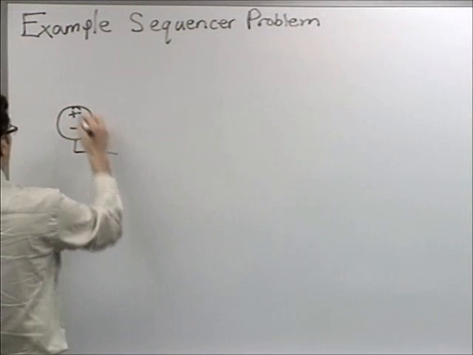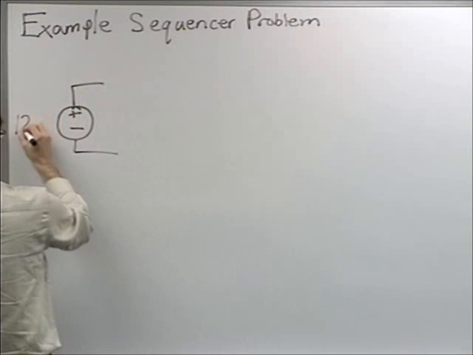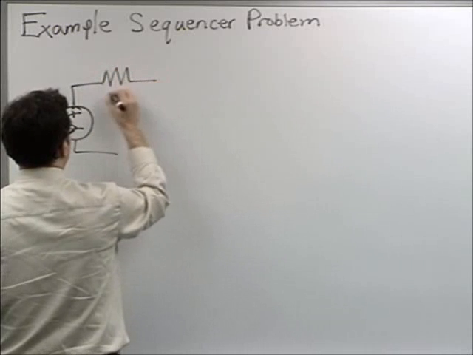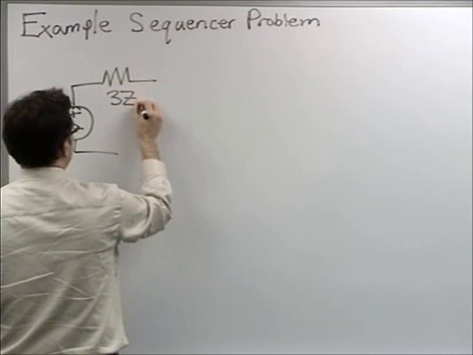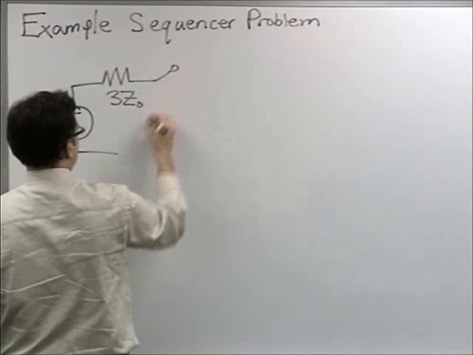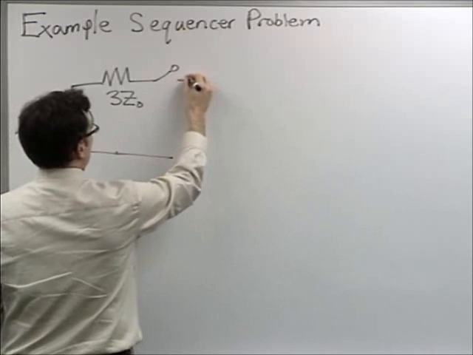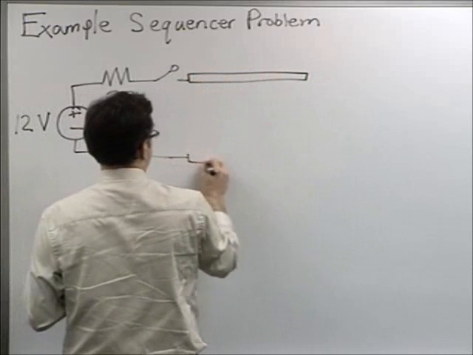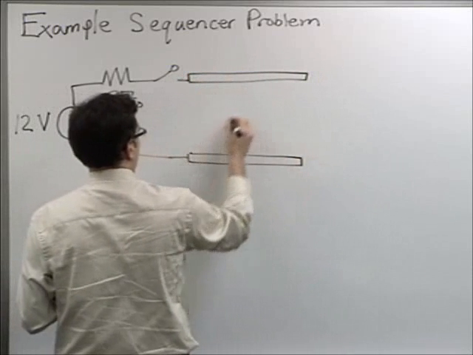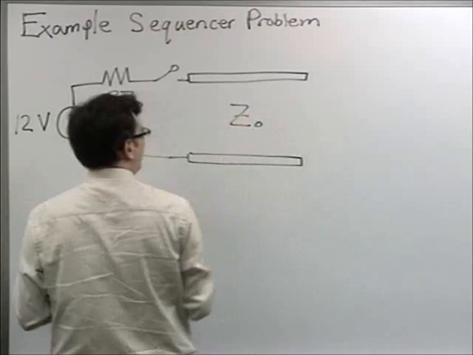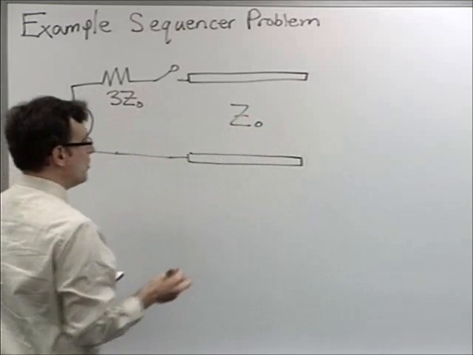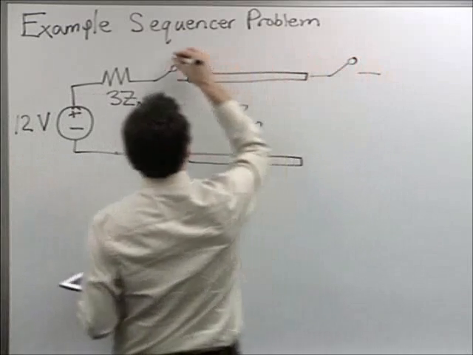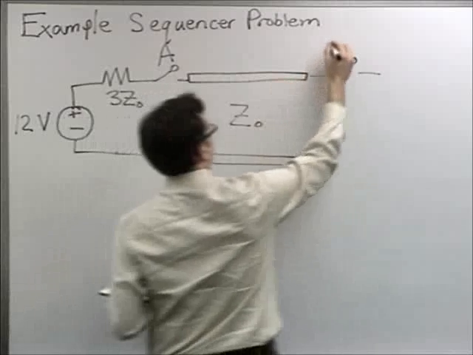So in this circuit, we're going to have a 12-volt source, a 3Z0 source impedance that connects to a transmission line with impedance Z0, which has another switch at the end of the line. So this is switch A, and this is switch B.